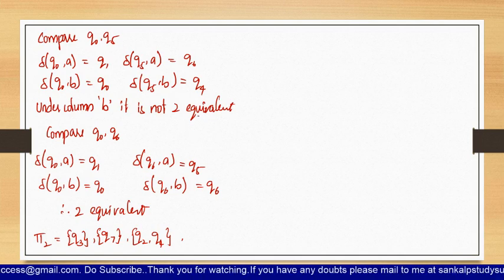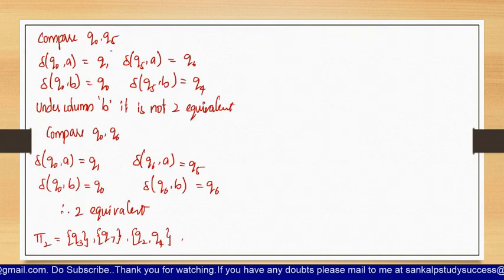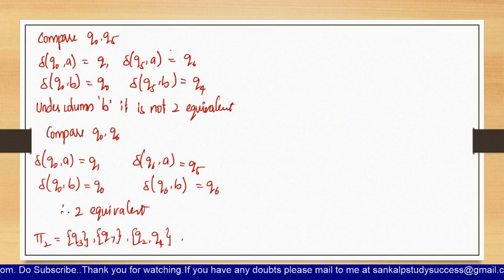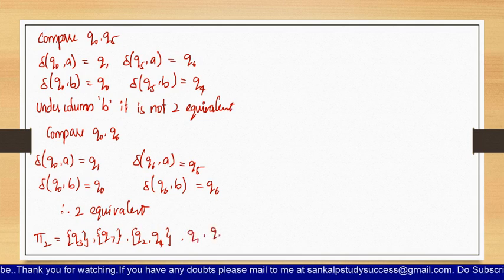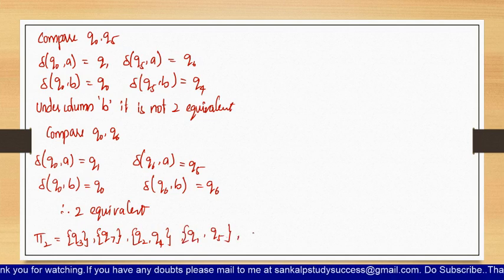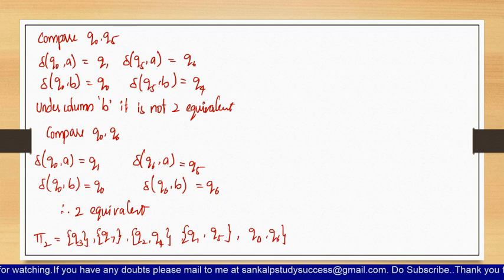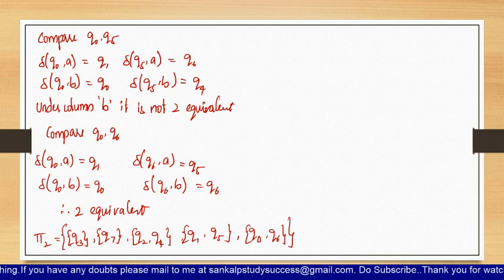That means Q0, Q1 and also Q0, Q5 are not 2 equivalent, right? So here we are going to take it as Q1, Q5 and the remaining Q0 and Q6 as one set, because Q0 and Q6 are 2 equivalent, but Q5 and Q1 are not 2 equivalent under column B. So Q3, Q7, Q2, Q4 are the same as in pi 1, but Q1 and Q5 are not 2 equivalent under column B, so we are taking them as another set, and Q0 and Q6 are 2 equivalent, so we are going with the same set.